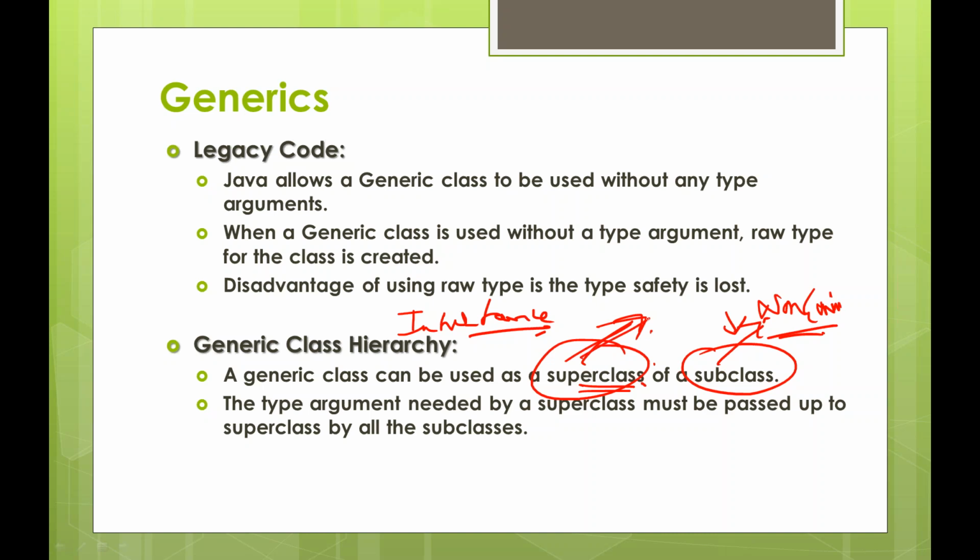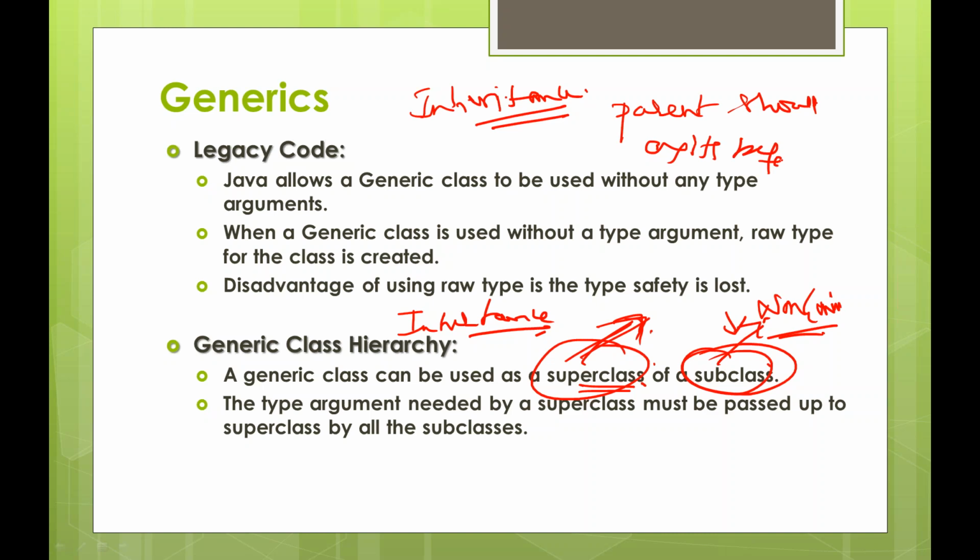But if a superclass is there, when we were discussing inheritance, we mentioned one very important thing with respect to inheritance. That is, the parent should exist before a child is created.